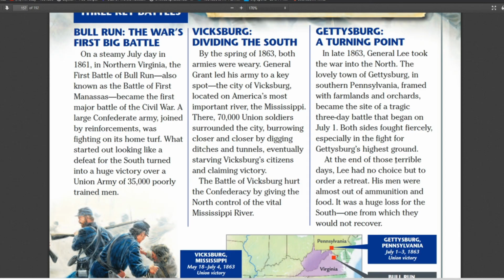The Union had a bigger army, they were on higher ground, and there was just too many advantages for the Confederates to win. And so with that, it was a major loss, and with that, things started turning against the Confederacy, and that's when they start losing the war.